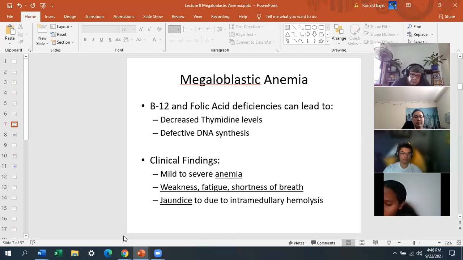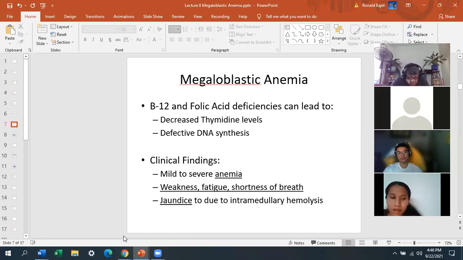And jaundice due to intramedullary hemolysis. If you take a term like intramedullary, can you figure out what that means? What does intra mean? Inside or within, correct. What's medullary? Medulla, the medulla of the bone, right? So the opposite of medulla is what?